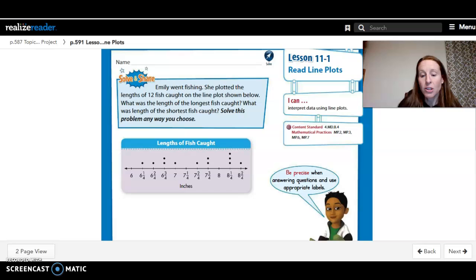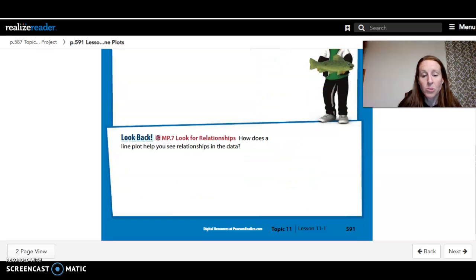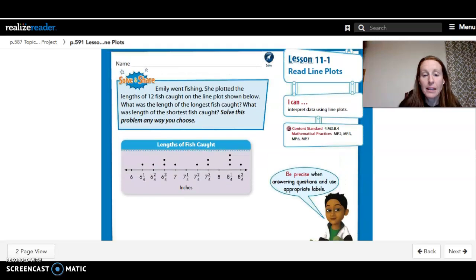Okay, and then if I scroll down, move with me to the look back question. How does a line plot help you see relationships in data? So why do I have to organize this in a line plot, or what's the advantage of doing that? Well, it's quick and easy to look at and to analyze. So I can see real quick, oh, look, shortest, I go to the left side of the number line. Oh, look, longest, I go to the right side of the number line. And I want to know the most common, well, which one is the highest? Which has the most dots above it.